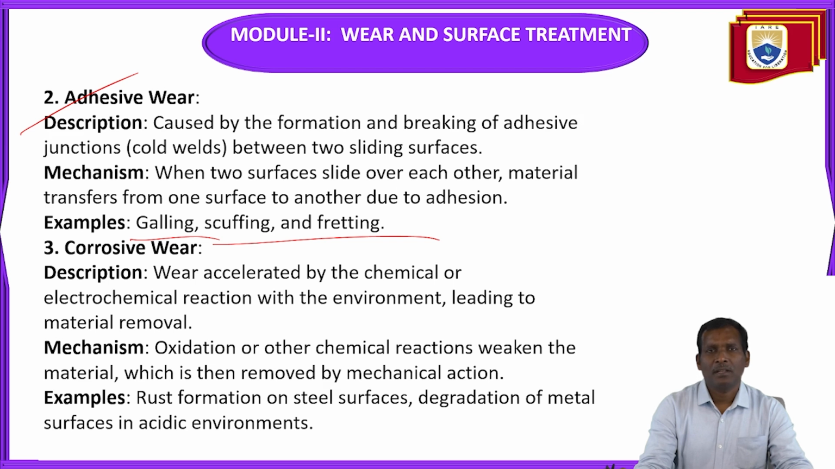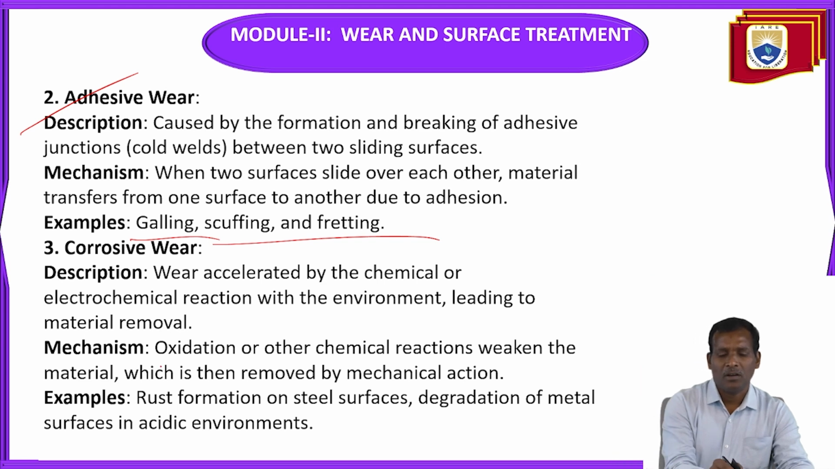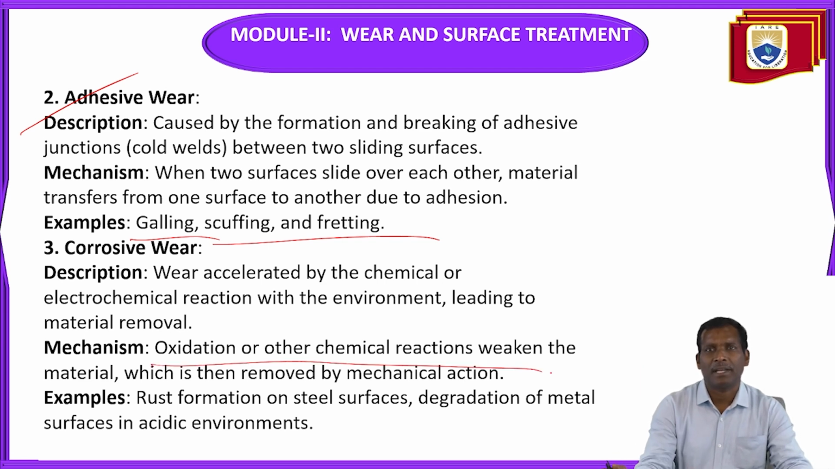Next, corrosion wear, caused by a chemical or electrochemical reaction with the environment leading to material removal. The different types of corrosion were already studied in the corrosion topic. The mechanism is that oxidation or other chemical reactions weaken the material, which is then removed by mechanical action. Examples are rust formation on steel surfaces and degradation of metal surfaces in acidic environments.